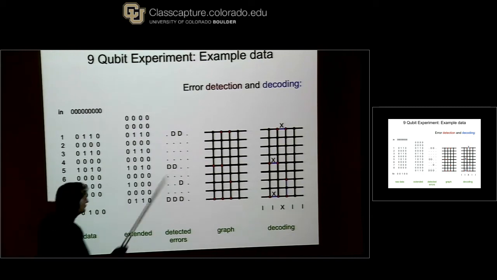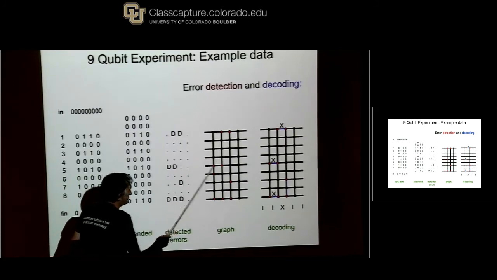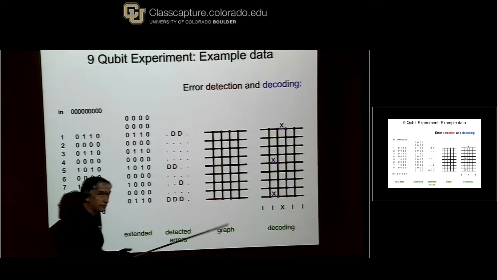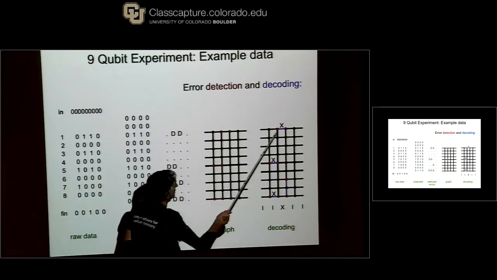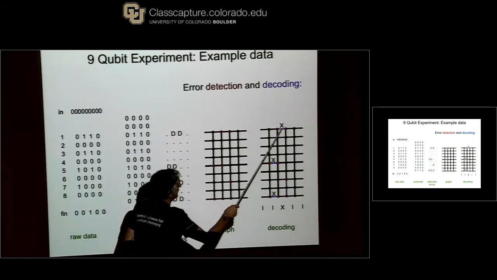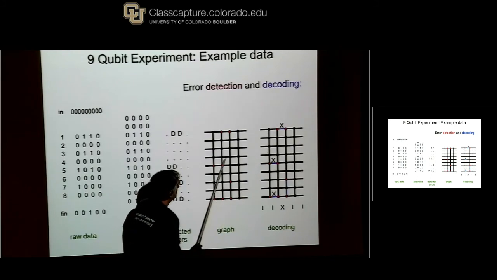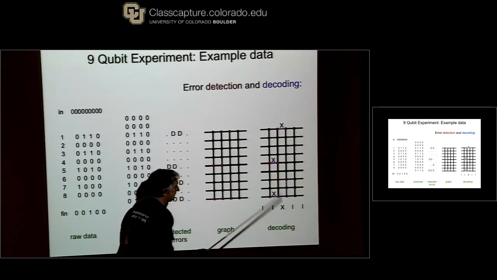So you build this graph of the detected errors, and then you decode by matching these errors. So this particular one here, these two matched, and this said that you had a bit flip error here. These two errors matched here, and that said you had a bit flip error here. These three errors, the most likely way to decode that is that these two had a bit flip error here, and these were two measurement errors, and you had an error here and an error here.